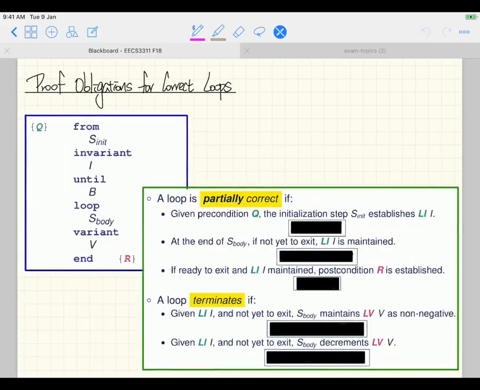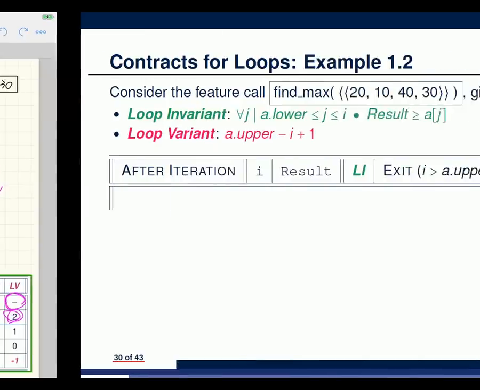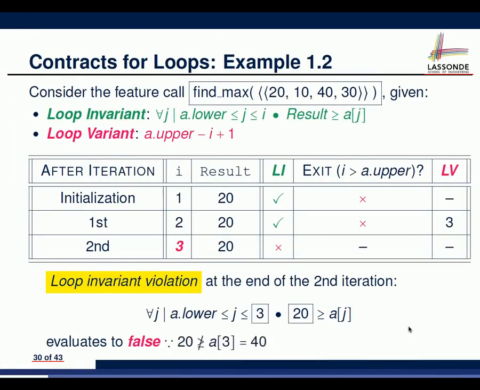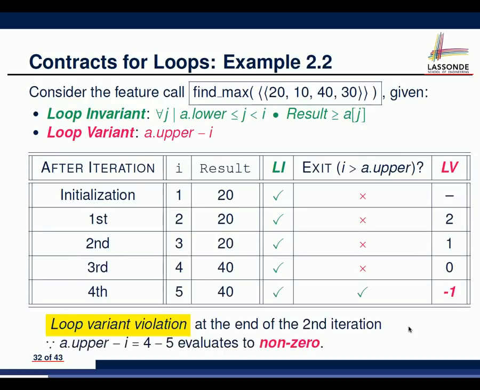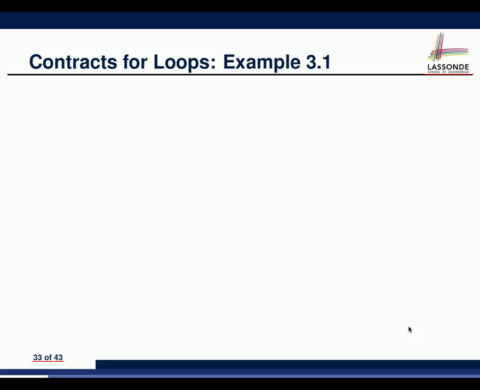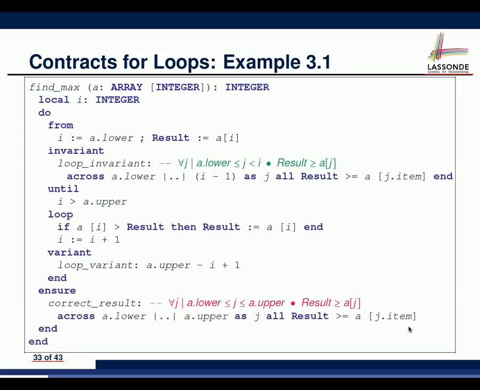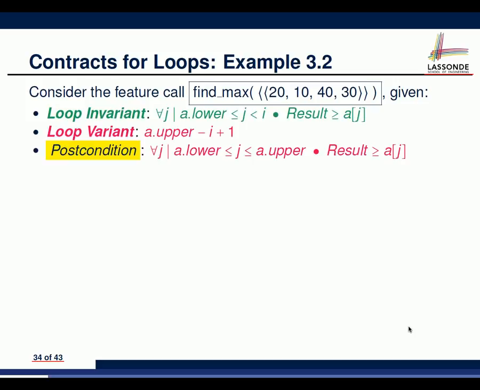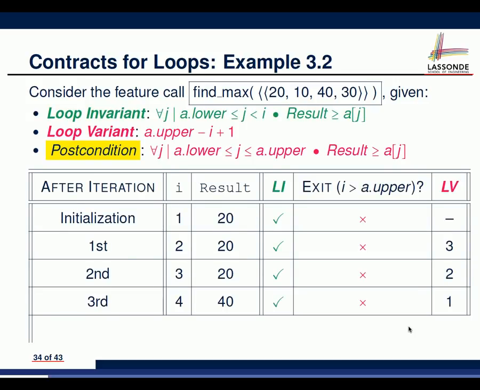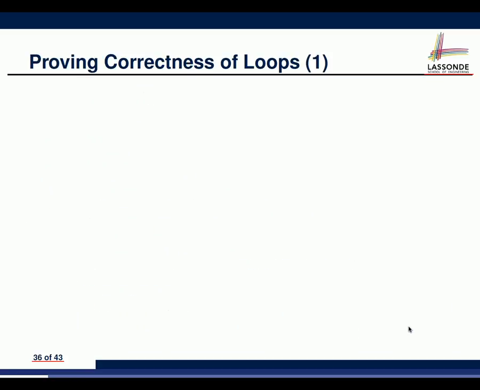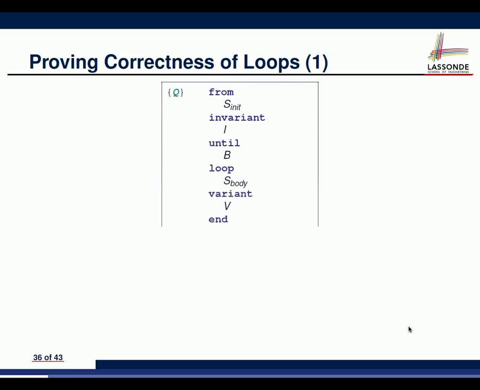Now let's go to the final part for this particular topic, loop correctness. So now we talk about loop invariant, we talk about loop variant, but how do we prove the correctness of the loops? As I said before, correctness is really about 2 separate concerns. Let's say we got a loop like this.